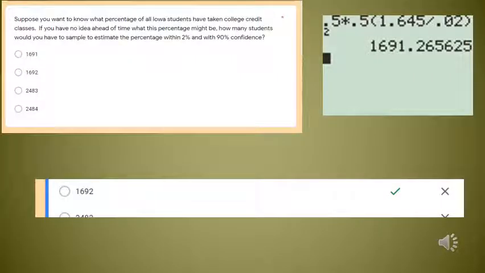Last one on this page is another one where you might have missed it because you didn't round up. And the important thing on this one, though, is that if you don't know ahead of time, you assume it's 50-50, so 0.5 times 0.5, look up the z-score, 1.645 over 0.02 squared. And again, you get 1691 and some change, but you got to round up to 1692.